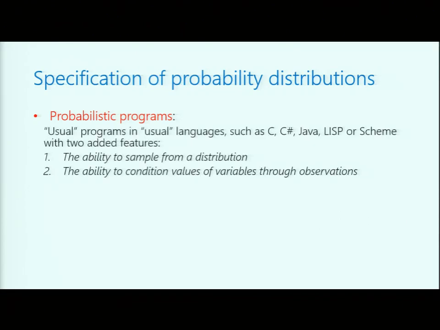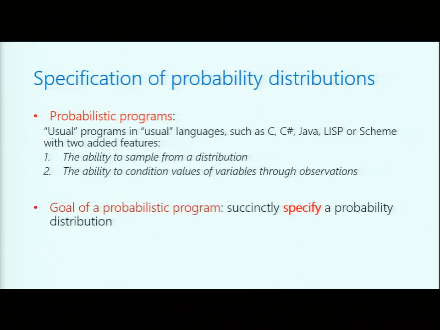So what are these? These are like usual programs written in regular languages such as C, C#, Java, Lisp or Scheme with two added constructs. The first is a probabilistic assignment statement which gives us the ability to sample from a distribution, and the second is an observe statement which gives us the ability to condition values of variables through observations. I'll say what these are through a number of examples. And like I said, the goal of a probabilistic program is to compactly specify a probability distribution. So you want a language by means of which you can specify a probability distribution.